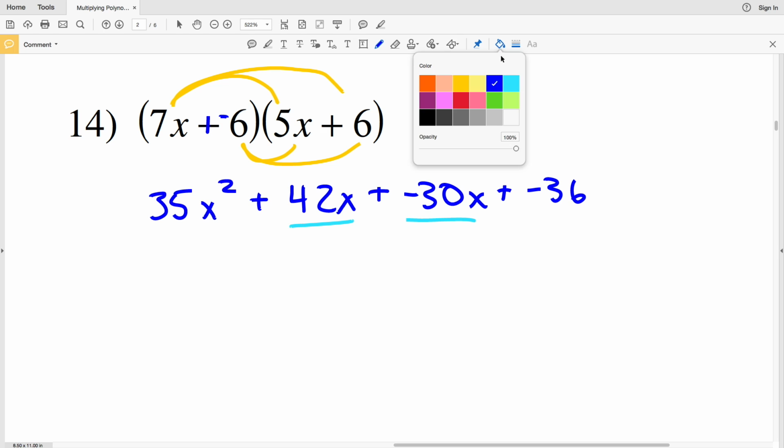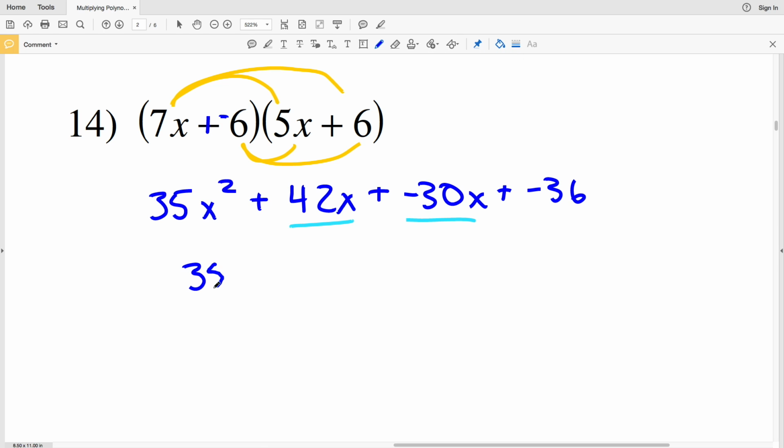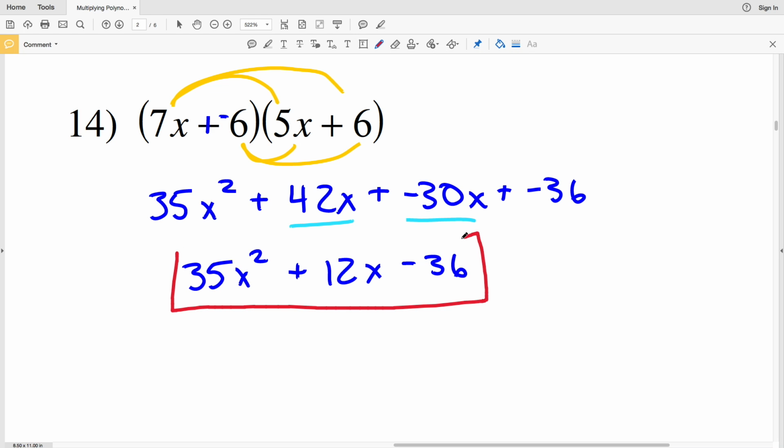Combining like terms, I'm going to say 35x squared plus a positive 12x, since 42x plus negative 30x is the same as 42x minus 30x, which is 12x, and then I'm going to subtract 36. So number 14, 35x squared plus 12x minus 36 is the answer.